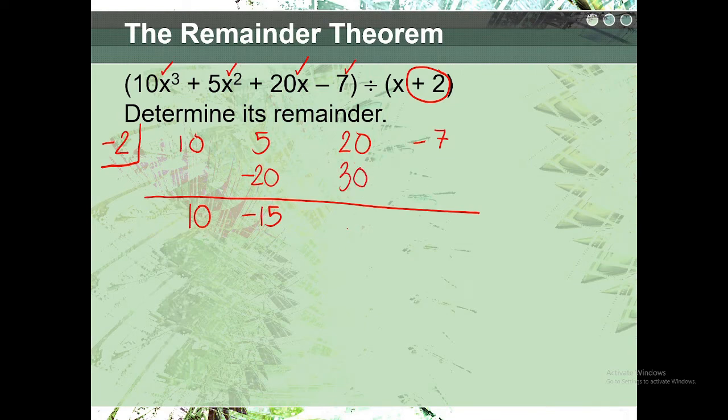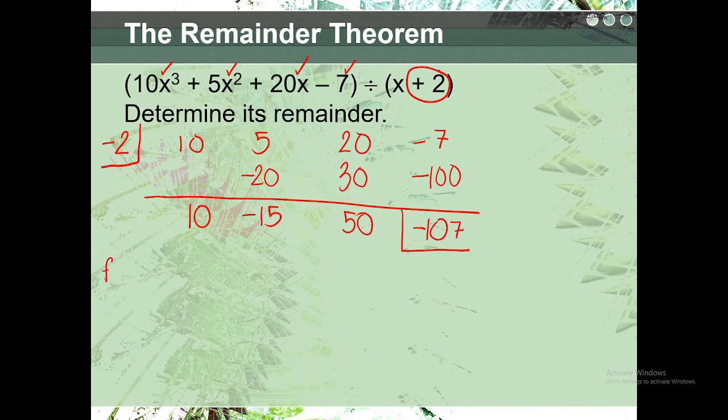Combine 20 and 30, that's 50. Multiply -2 and 50, that's -100. Combine -7 and -100, that's -107. This will be our remainder. Now, let's verify this using evaluating a function.